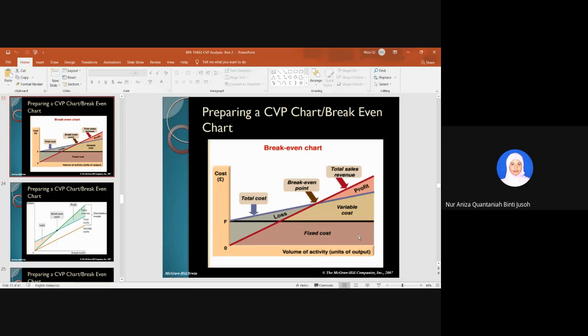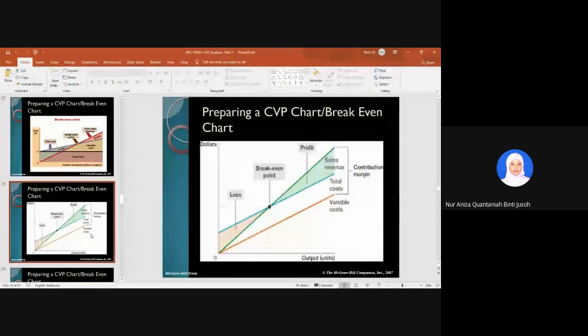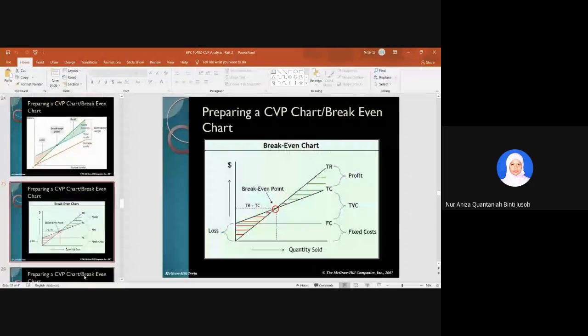So when you prepare the CVP chart, you must show all this: the names of the lines, the break-even point, and what denotes the areas under the lines or between the lines. This is the preparation of the break-even chart. It is the same, you can choose whatever format you want from the three formats.